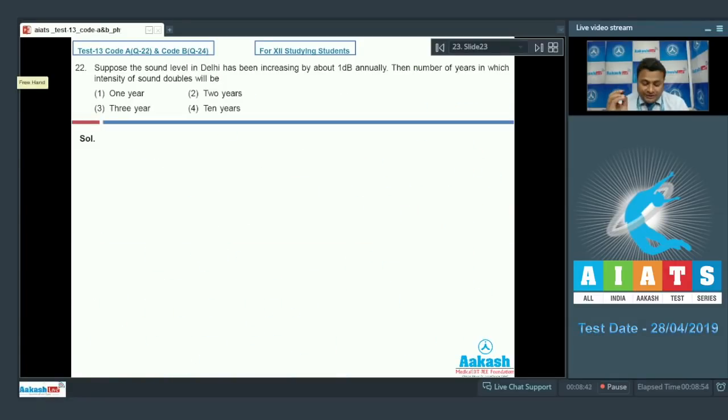Here is question number 22, everyone. Suppose the sound wave in Delhi has been increased by about 1 decibel annually. The number of years in which the intensity of sound doubles will be what?